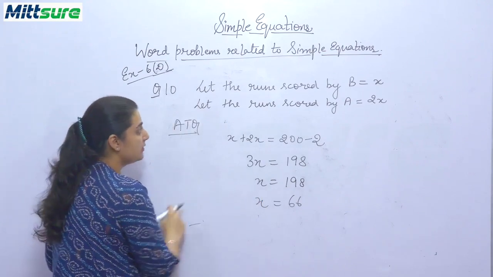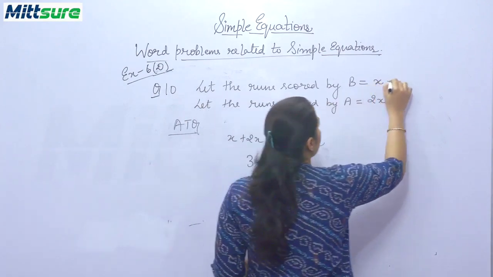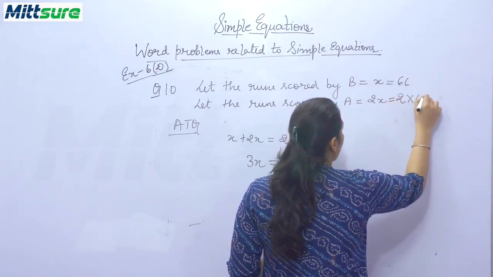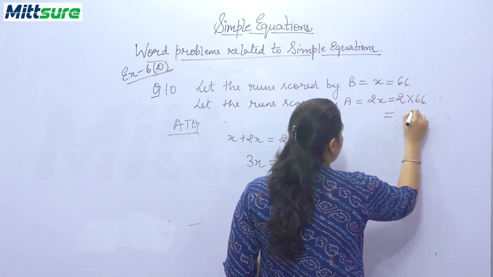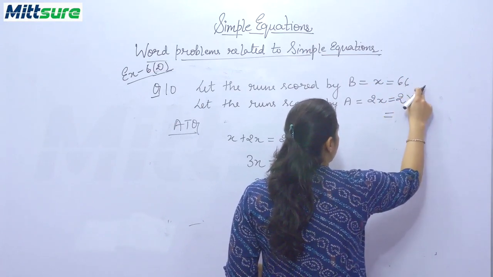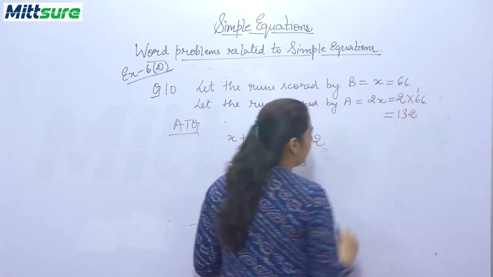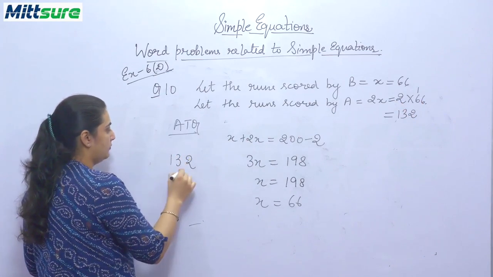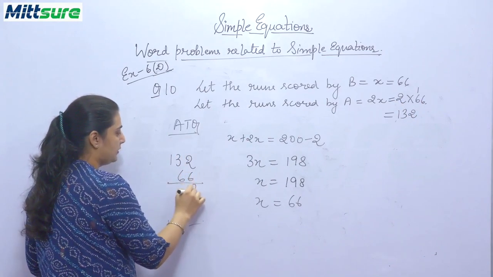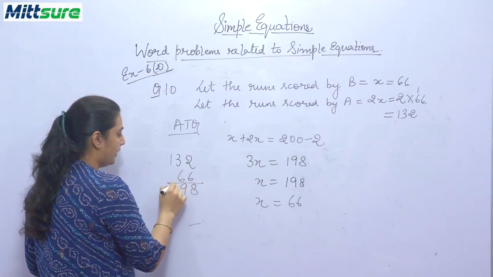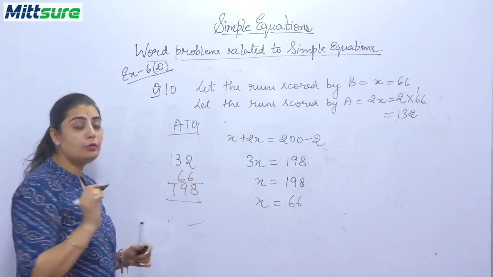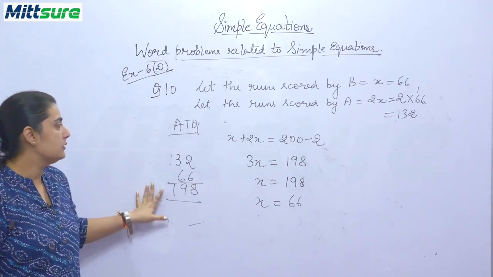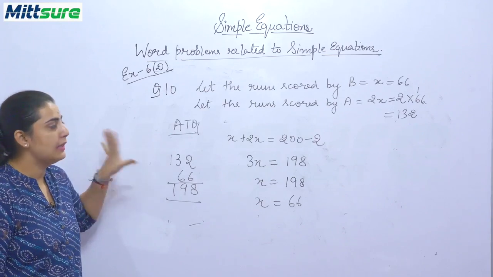That means the runs scored by B is equal to 66 and the runs scored by A is equal to 2 times 66. 2 sixes are 12, 1 carry, 2 sixes are 12 plus 1 is 13, so 132. Now let us add 132 and 66. So this is 8, 3 and 6 is 9, and 198. That means 2 runs short of a double century. This is how you can calculate these types of questions.